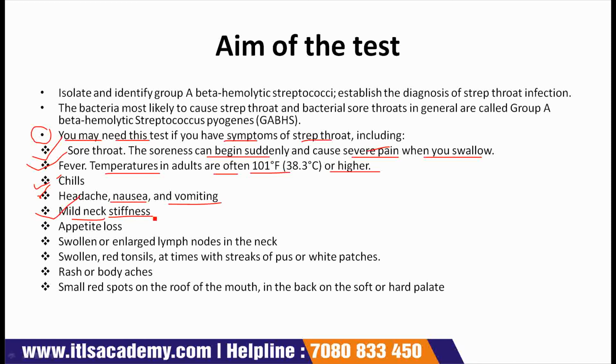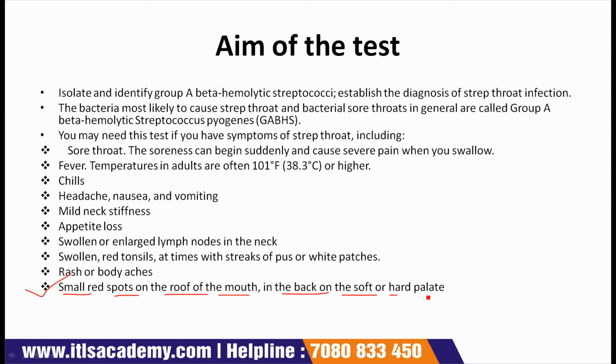Mild neck stiffness, appetite loss, swollen or enlarged lymph nodes in the neck, swollen red tonsils at times with streaks of pus or white patches, rash or body aches, a small red spot on the roof of the mouth, in the back, on the soft or hard palate.